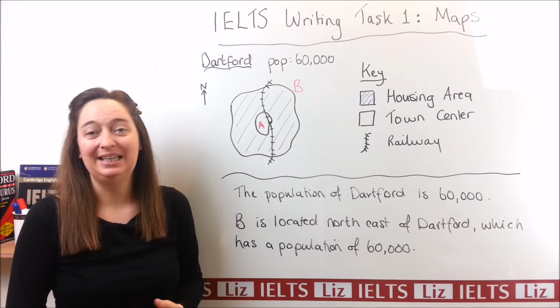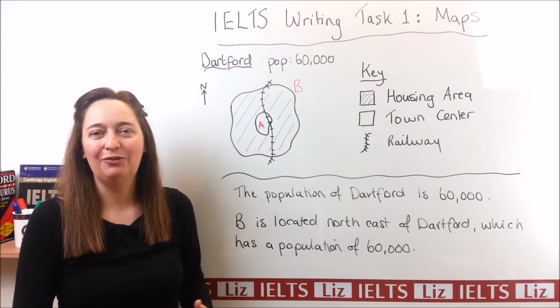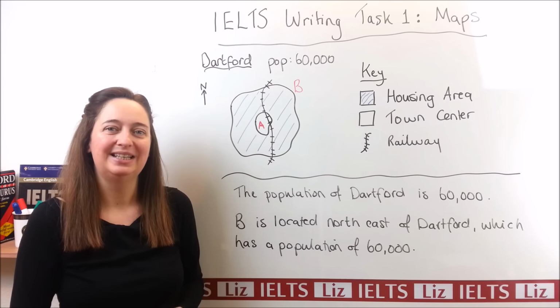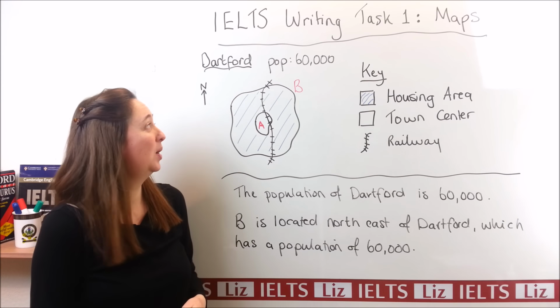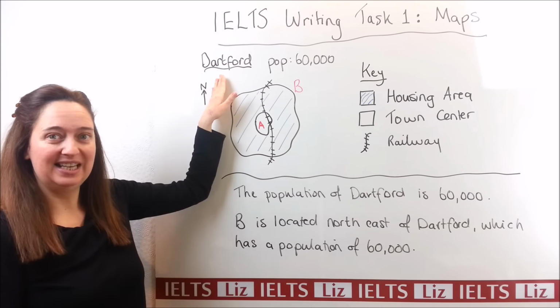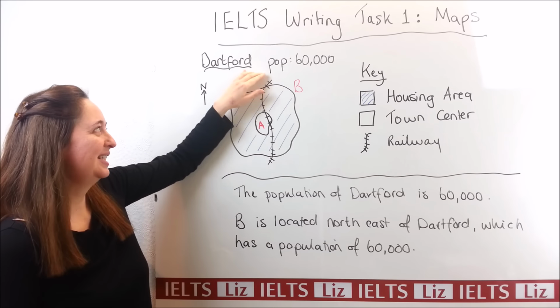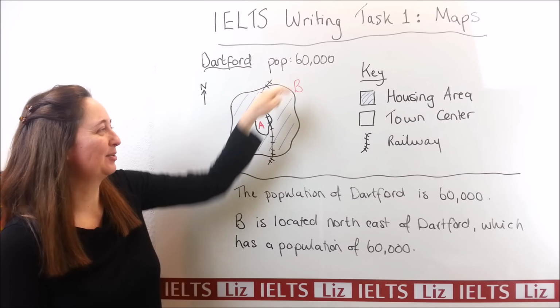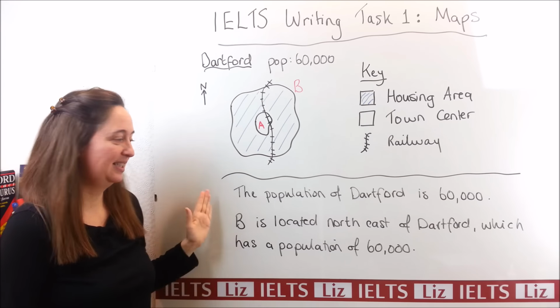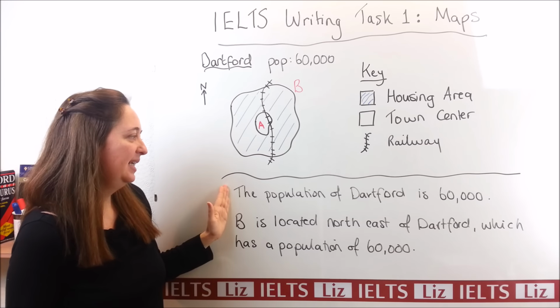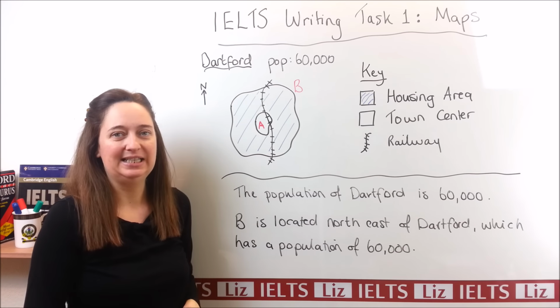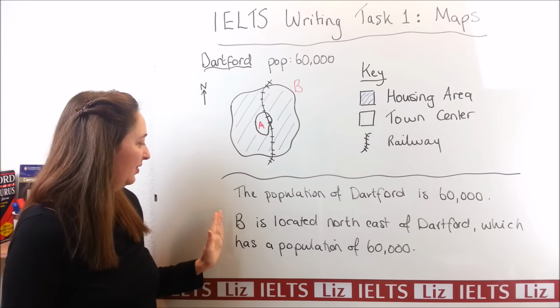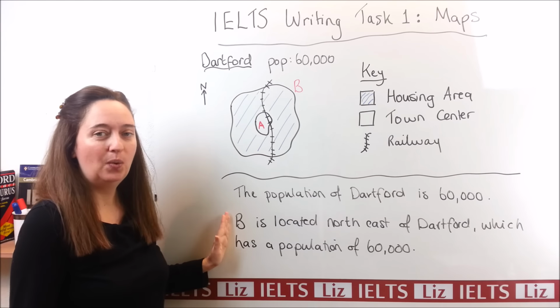Now let's have a look at how to write about population. Not all maps give populations, but if they do, you need to include it in your IELTS writing task 1. You can see here that this is the town of Dartford, and you can see here pop. That means population of 60,000. Now I've got 2 different sentences for you. One is the population of Dartford is 60,000, and the other is another way to write it.